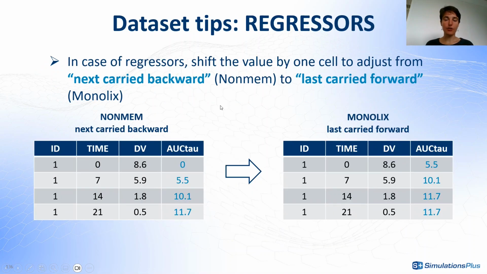For regressors, we have a different convention in Nonmem and in Monolix. In Nonmem, when you have a variable that varies over time, in between 2 points, it would use the next value carried backwards. So here between time 0 and 7, AUC tau would be 5.5. In Monolix, we do the opposite. It is the last value that is carried forward. So if you want to really have the same values between time 0 and 7 in both cases, you need to shift all your values by 1 in Monolix compared to what you had in Nonmem. Sometimes it does not matter, sometimes it does. Depends what your column is about.